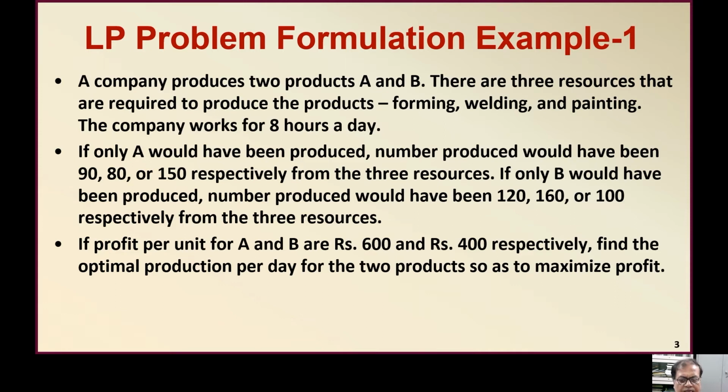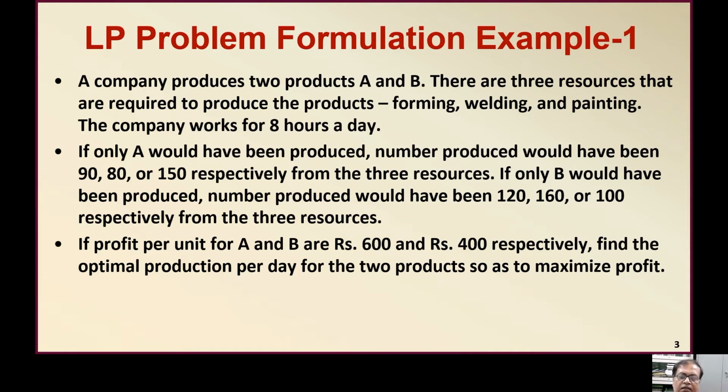That means the total forming resource that you are going to be using is x1 by 90 plus x2 by 120, is it not? So x1 by 90 plus x2 by 120 is the total forming resource that you are going to use. This entire thing, x1 by 90 plus x2 by 120, must be less than or equal to 1, because the total forming resource is limited. So that gives us the constraint as far as forming is concerned.